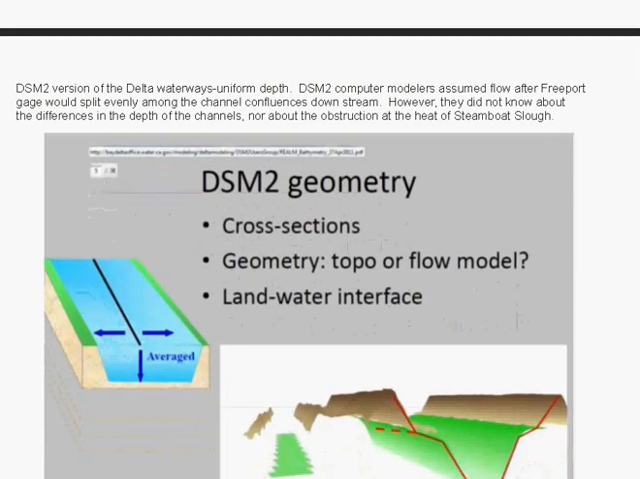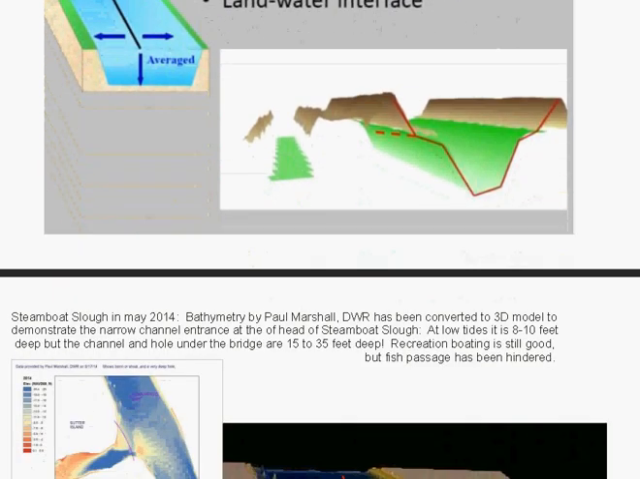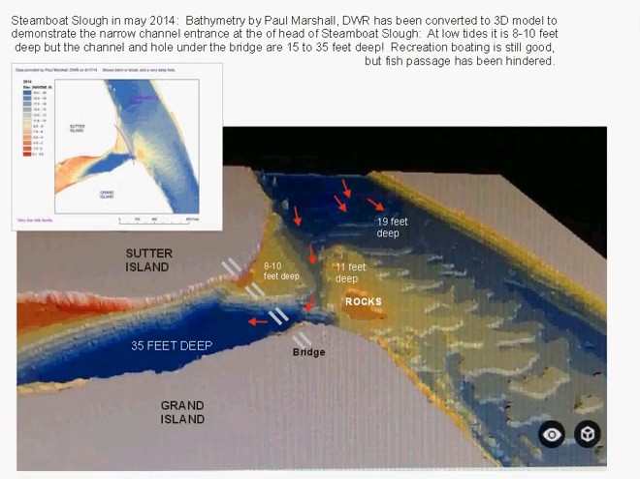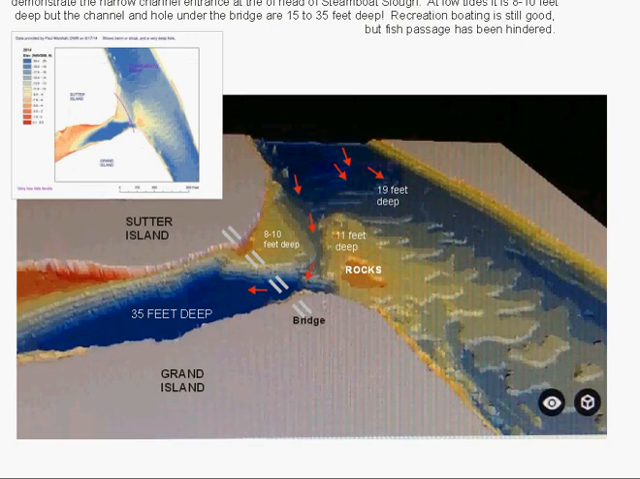It's important to note this stuff because the computer modeling for the Bay Delta Conservation Plan, DSM-2, and a couple others, they assume this averaged channel. This is one of their side profiles. Clearly none of the channel is that way, and they did not seem to be aware of the changes to Steamboat Slough sometime after 2008.